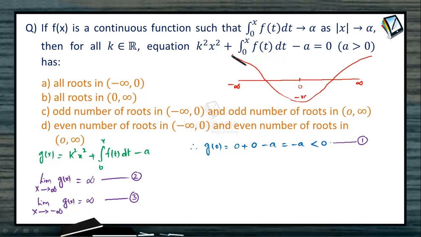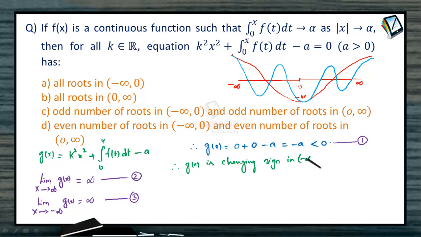It may also be possible that it starts here, then goes up but comes down for negative values, then again goes up, comes down but goes up again. So if you observe this, we have g(x) changing sign once in minus infinity to 0 and in 0 to plus infinity, right?